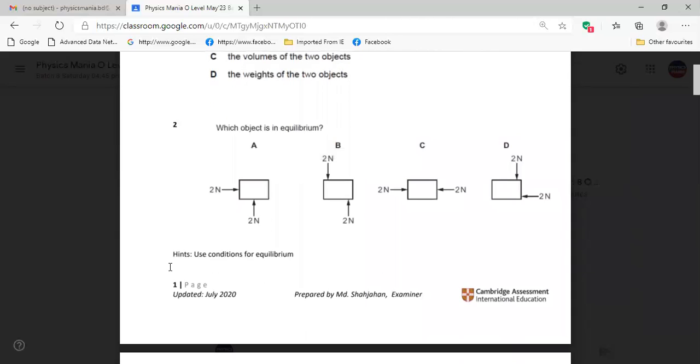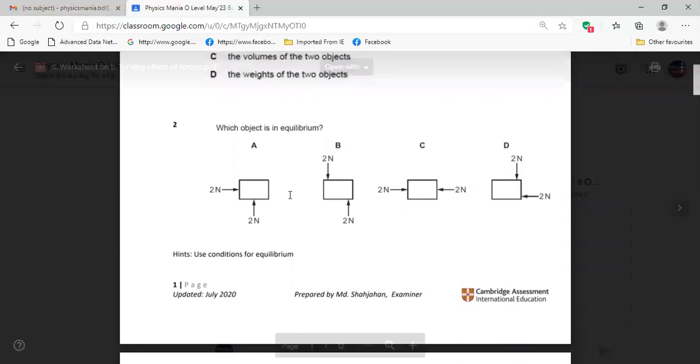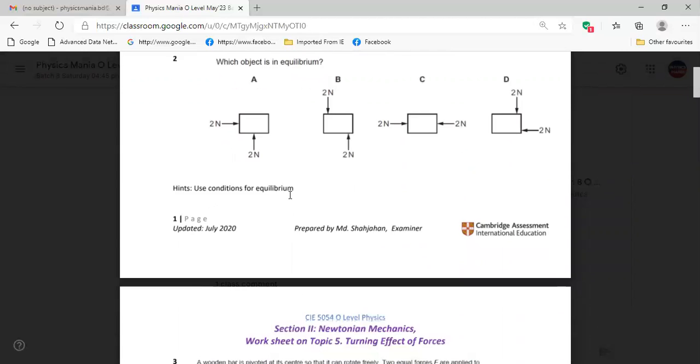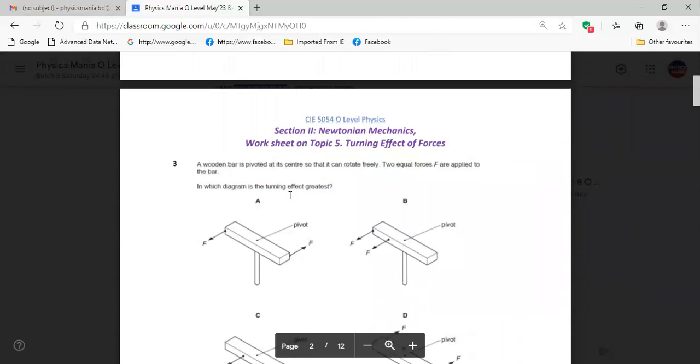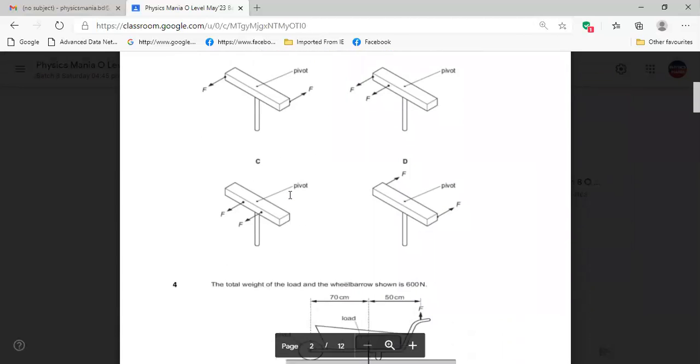This you can also remember. C is our answer. I made a mistake here; you chose B first, then D. Then in this one, we have the maximum turning effect in A. The distance is the greatest in A, and both forces are equal, so it will have a greater turning effect than the other ones.